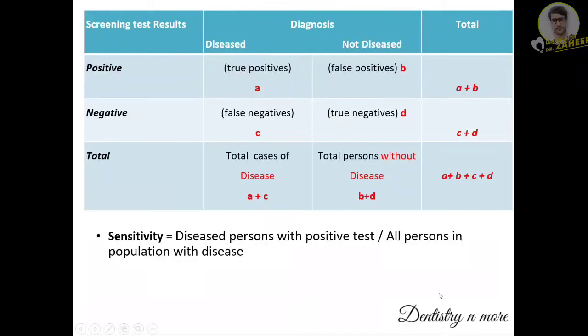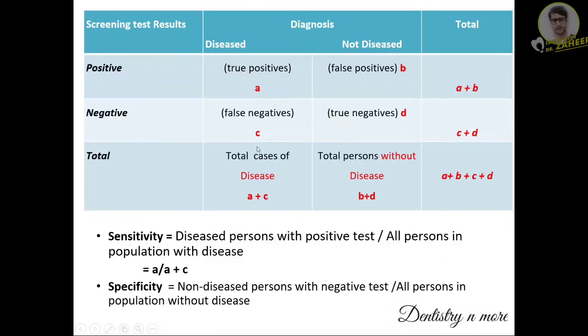So sensitivity is disease persons with positive test divided by all persons in population with disease. So this is the denominator, all persons with disease, A plus C. That is total cases. So it will be disease persons with positive test, A by A plus C. Whereas specificity is non-disease persons with negative test, that is D, divided by all persons in population without disease, that is B plus D. So sensitivity is A by A plus C, specificity is D by B plus D.